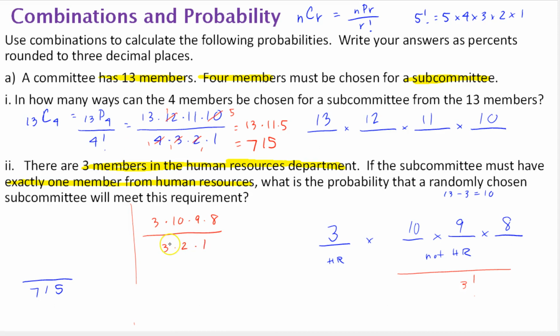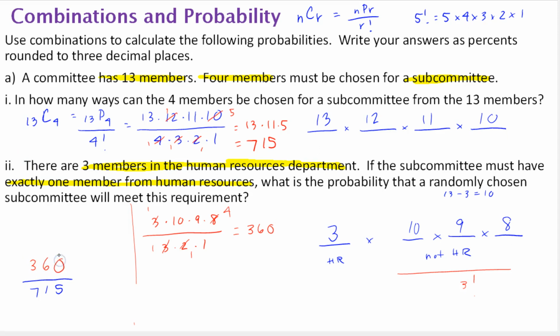I'm going to simplify a little bit. The 3's cancel, and 2 and 8 have a common factor of 2. And if we multiply, we'd have 10 times 9 times 4. Well, that's 360. Again, feel free to do that on your calculator. Okay. So there's 360 such committees where there's exactly one member from Human Resources.